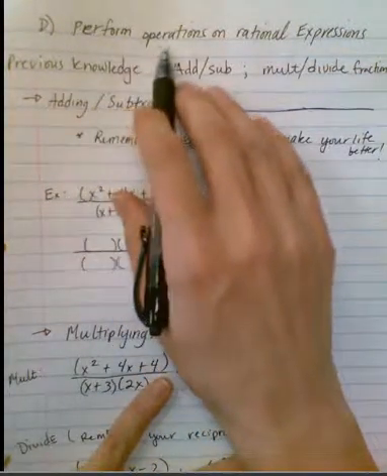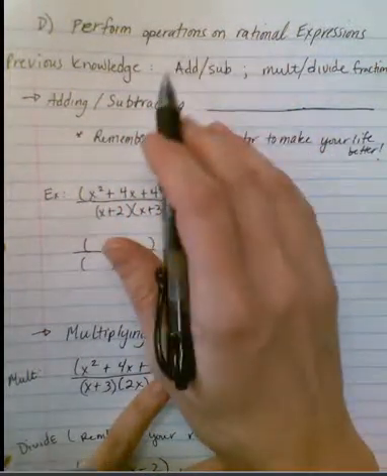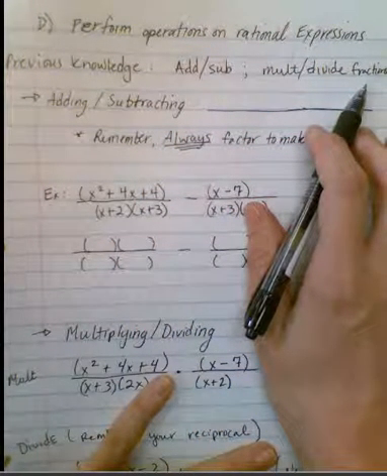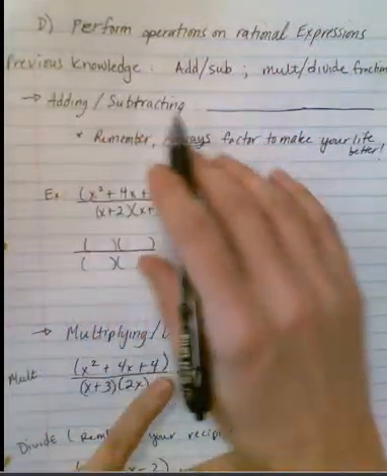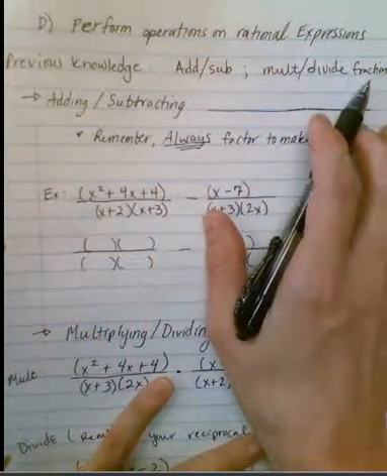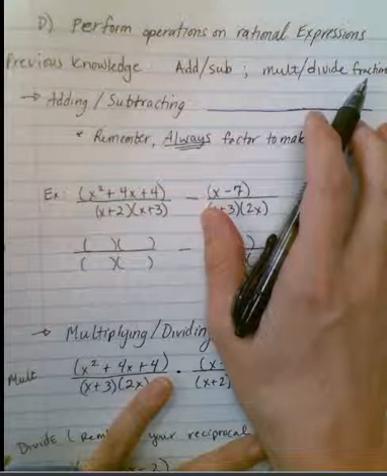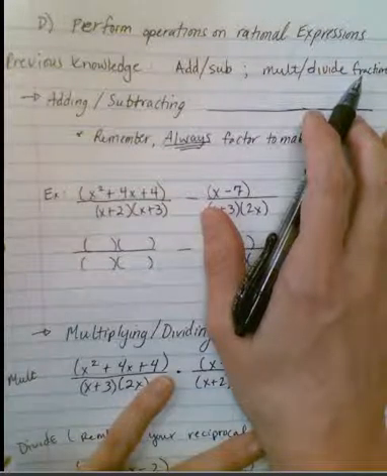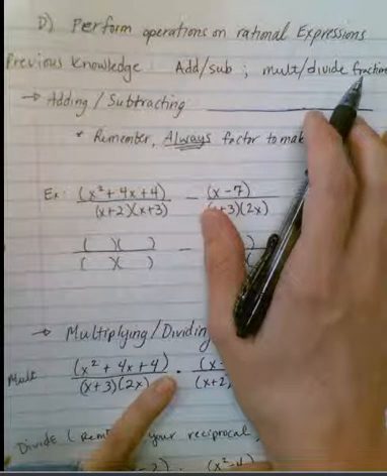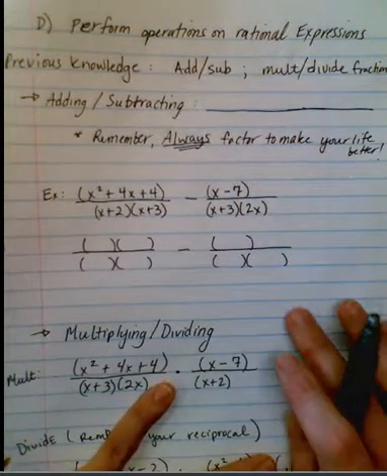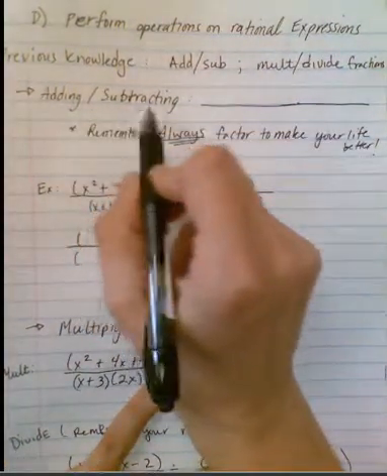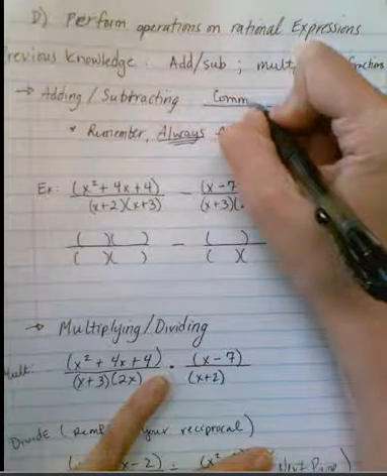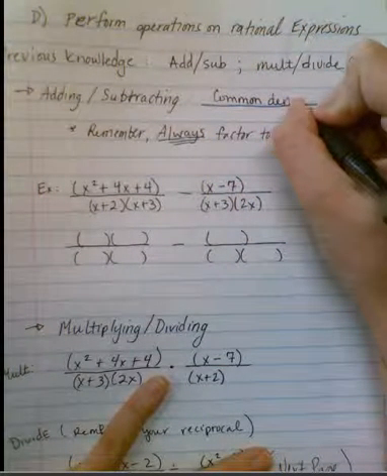So we're going to be performing operations on rational expressions, and we know how to add and subtract, multiply and divide fractions. This is really almost the same thing, using all of the same rules. We're just doing it with variables now, which makes it a little trickier. But you'll get it. We've done it before. So what do we need to remember when adding and subtracting fractions? You need a common denominator.